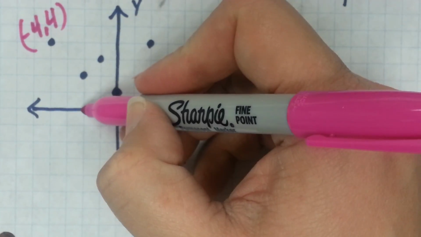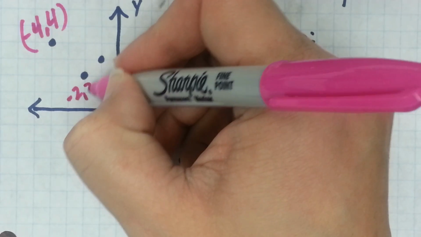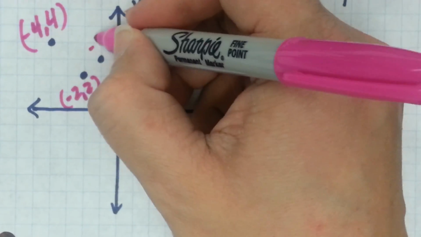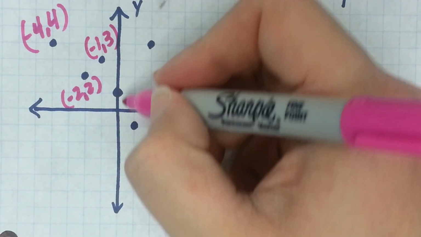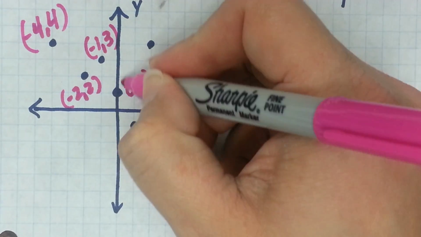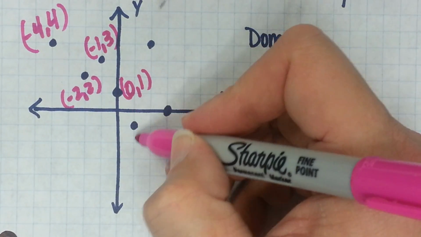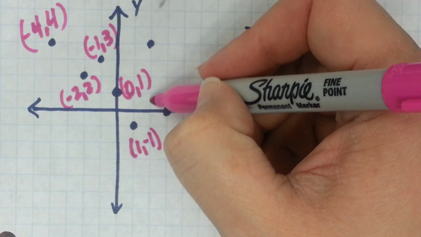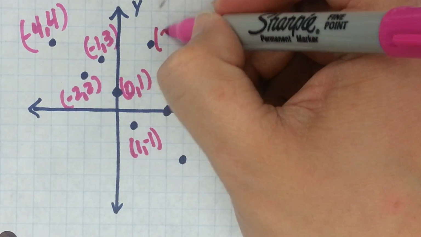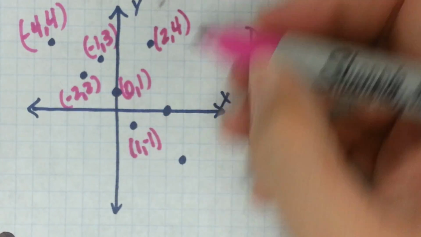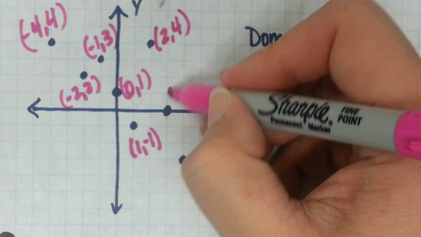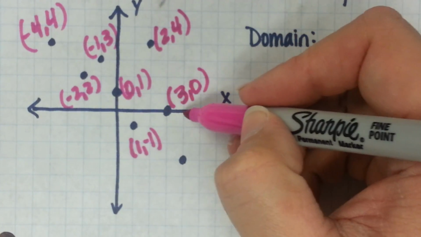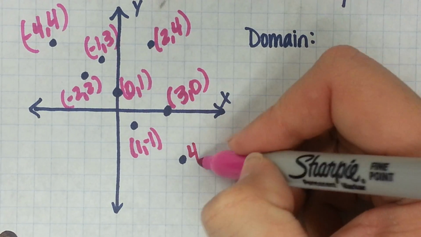This one is -2, 2. This one is -1, 3. This one is 0, 1. This one is 1, -1. This one is 2, 4. This one is 1, 2, 3, 0. And this last one, 1, 2, 3, 4, 1, 2, 3, is 4, -3.